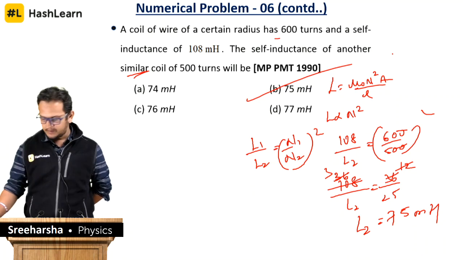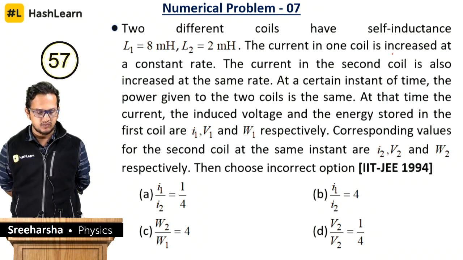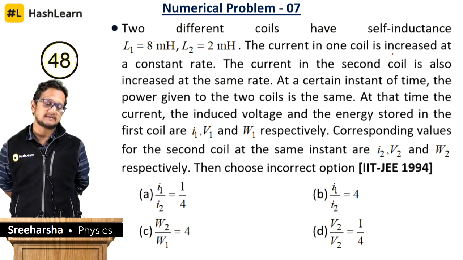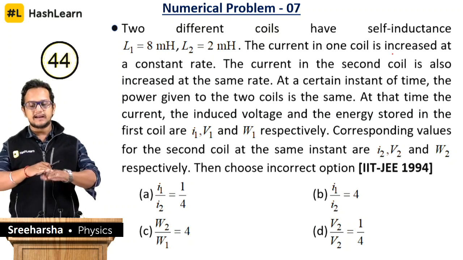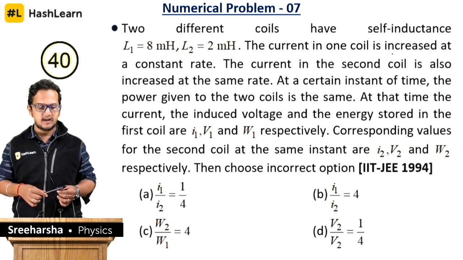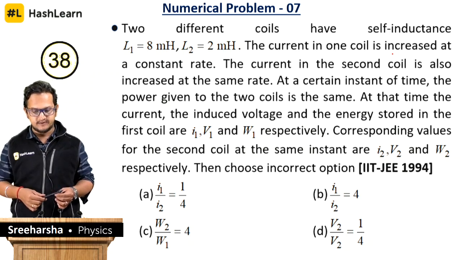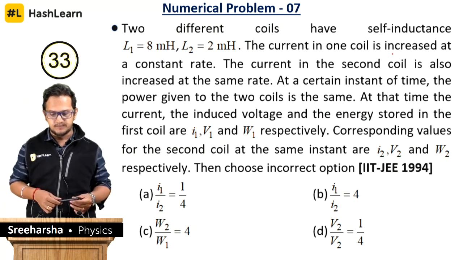So now we have the next problem on the screen. Two different coils have self-inductance L1 and L2 equal to 8 millihenry and 2 millihenry. The current in the first coil is increased at a constant rate. The current in the second coil is also increased at this constant rate. At a certain instant of time, the power of the given two coils will remain the same. At that time the current, induced voltage and power in the first coil are I1, V1 and W1 respectively. The corresponding values in the second coil are I2, V2 and W2 respectively. Then choose the correct option.